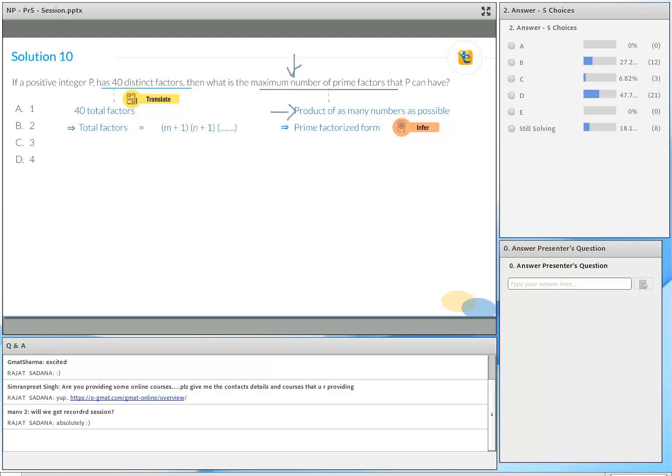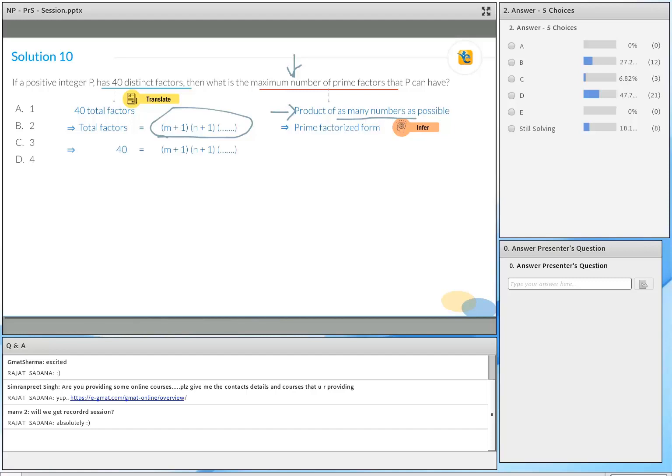Okay. And this inference you are drawing from your translation of the question statement and your conceptual understanding of what total number of factors are. Total number of factors are the product of n plus 1 into n plus 1, the product of powers plus 1 of each of the prime factors. Now, if the question statement requires you to have the maximum number of prime factors, that means you need to have a product of as many numbers as possible.